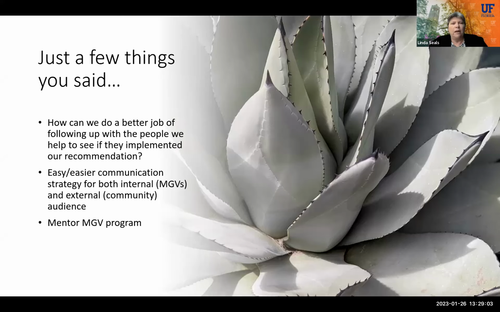And that's something that I'm glad somebody brought up, because I think we do need to get better at that. We need an easier communication strategy internally and externally. I think that's another great comment. And I know even extension faculty, those of us out there in the field, feel the same way. I think communication is always something that can be improved with any organization. And certainly I can see the need for improving that with the Master Gardener volunteers.